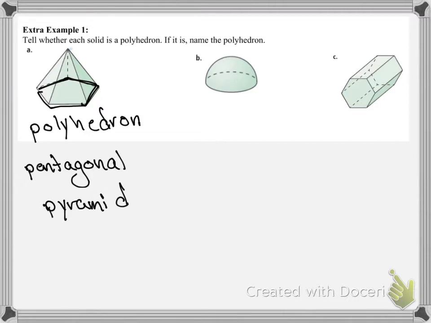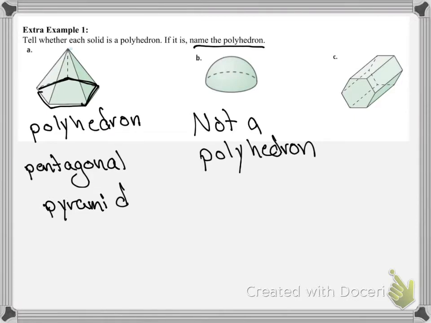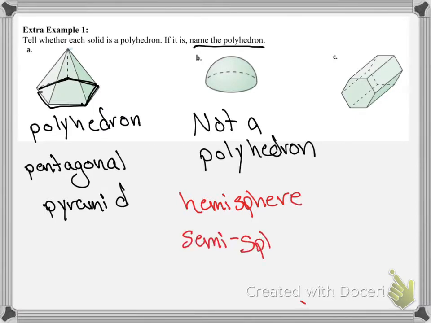Okay. Now this next one, let's look at the shape here. It looks like its base here is a circle. Since it's a circle there, I can tell it is not a polyhedron. I could not draw it with a straight edge. It's not a polyhedron. So it says if it is, name the polyhedron. So we don't have to name this, but I would actually call it a sphere. You don't have to do that, but it's half a sphere, so we call it a hemisphere, or a semisphere. Either one means the same thing.